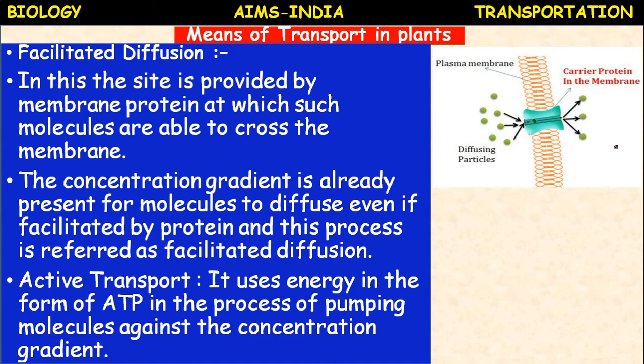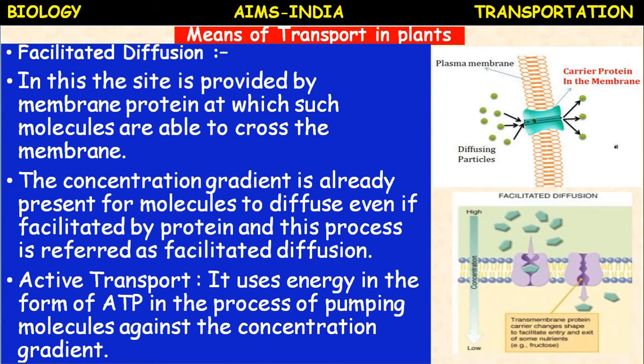Now active transport. Active transport uses energy in the form of ATP in the process of pumping molecules against the concentration. Okay, it uses ATP and the process takes place against the concentration, means from low concentration to high concentration. So here see the facilitated diffusion again. Diffusion and facilitated diffusion occur from high concentration to low concentration, for which no energy is utilized.